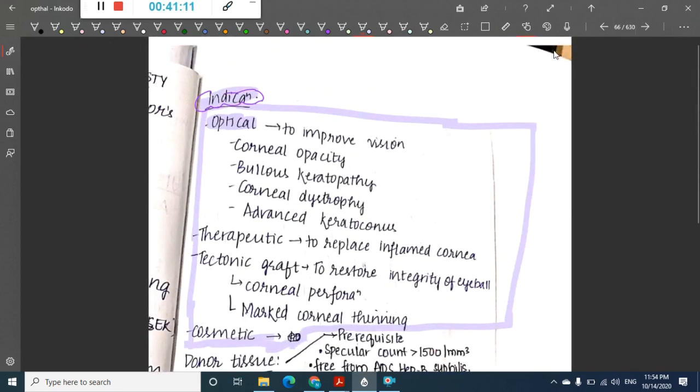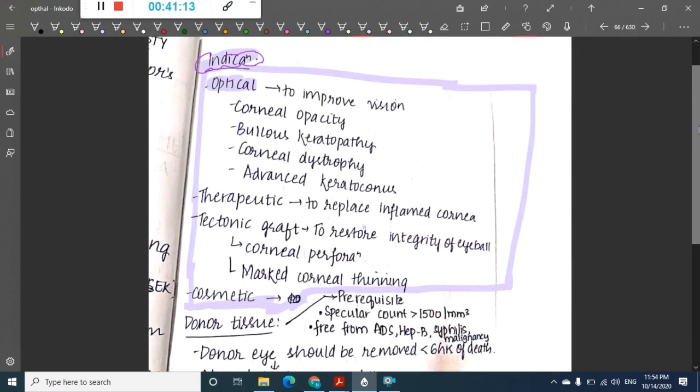Now, what are the indications of this keratoplasty? So indications are, we have optical indications, which are done for improving vision. These include corneal opacity, bullous keratopathy, corneal dystrophy, and advanced keratoconus. For these, undergoing this surgery is the only option available.